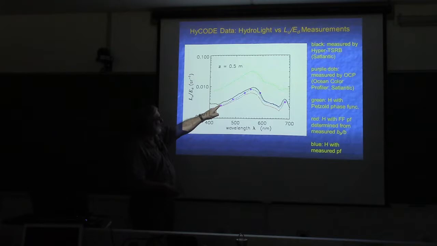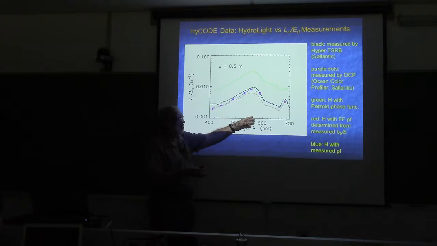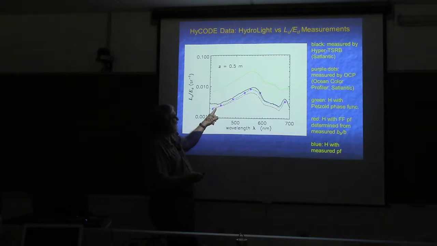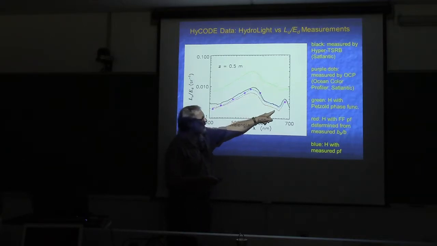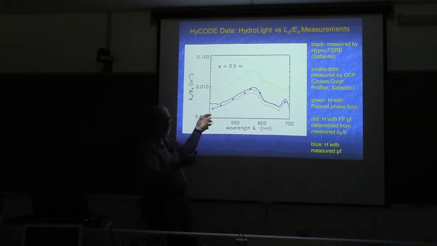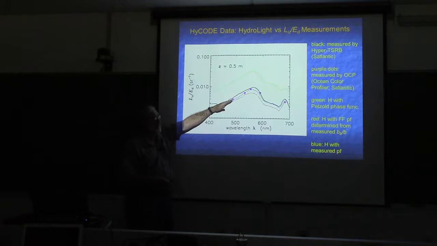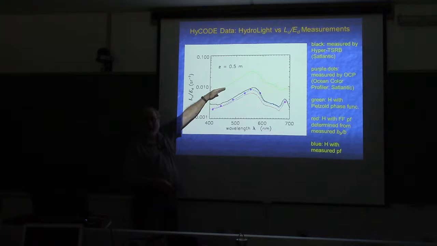In theory, the black line and the purple dots would be identical, but you have differences because they're different instruments and all of that. And it's probably just coincidental, but at least it's reassuring that when I use the measured volume scattering function, I'm right on the money here with the purple dots. The Fournier-Forand is pretty close, but it's a little bit lower. So that's just the way it turned out. And the moral of the story is you get way better results by using a measured volume scattering function than just pulling the wrong one out of the air.